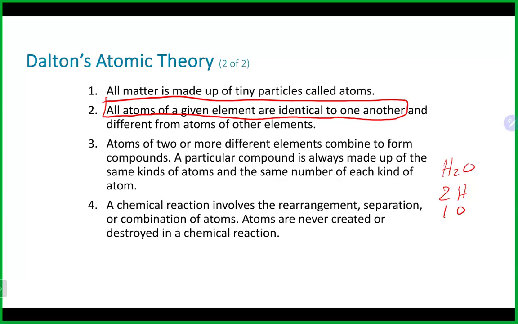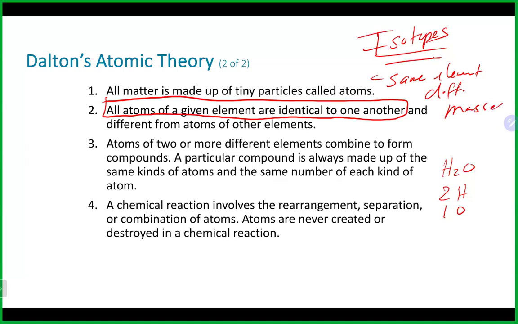They will have the same mass, they will look the same, they'll be the same size. And the existence of isotopes, which we'll talk about a little bit more in this chapter, disproves that. Isotopes are the same element, but they have different masses. So these are really the same element, but different masses. So clearly, if they have different masses, they cannot be identical to each other, right?